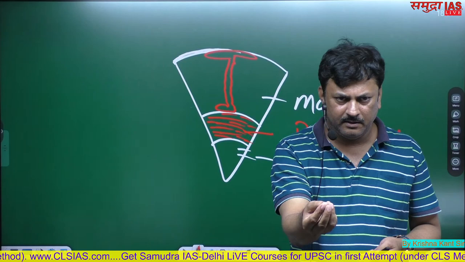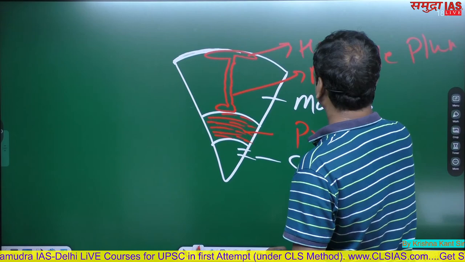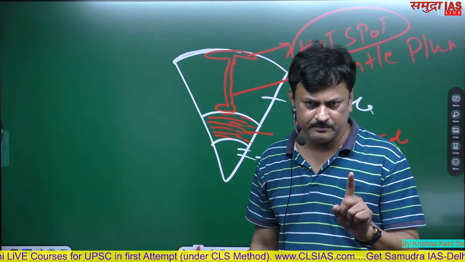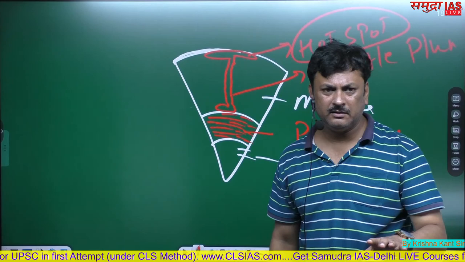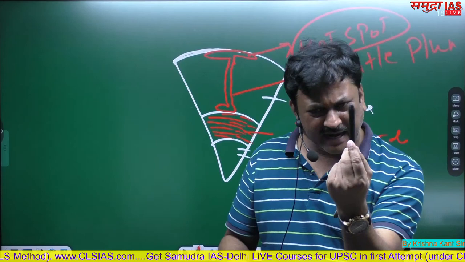Okay, this is called mantle plume, and this is called hot spot. And responsible behind hot spot volcanoes are basically a fissure type of volcanoes formed when hotspots are static. They generally found in a place.